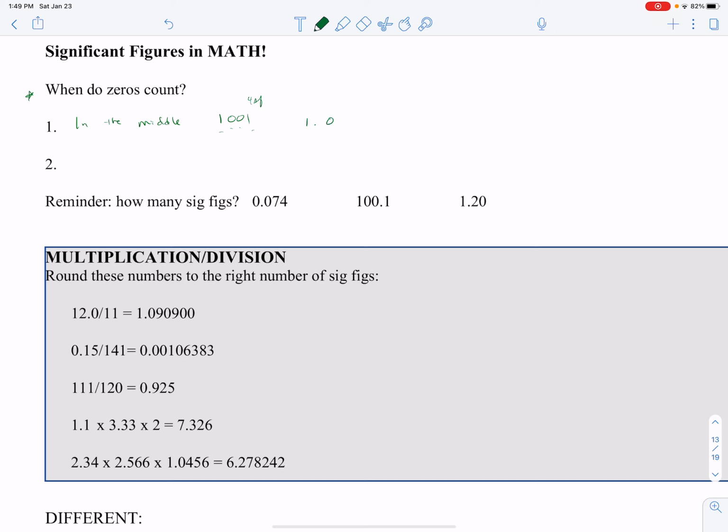And it's okay if there's a decimal around. That's okay. This has 3 sig figs. As long as they're in the middle, they do count. The only other time that they count, this is a two-parter, there must be a decimal.